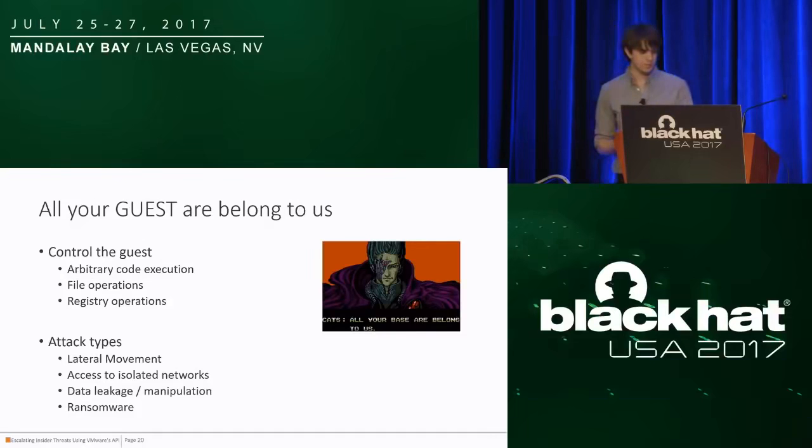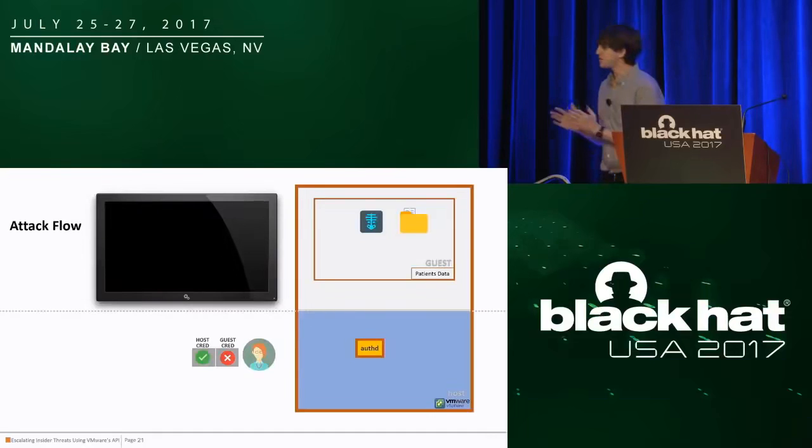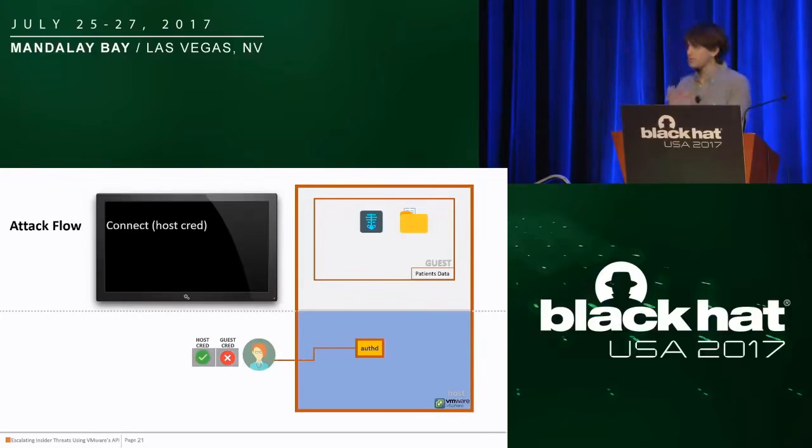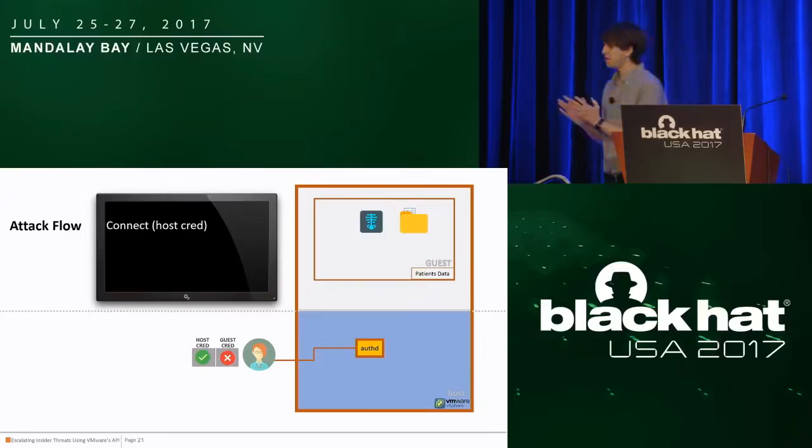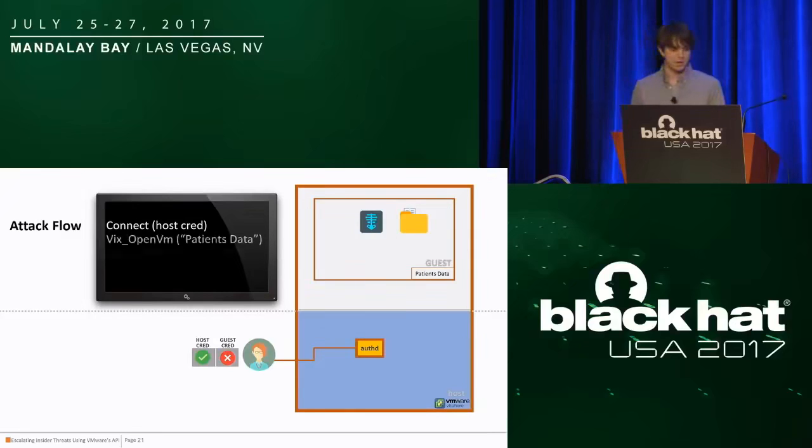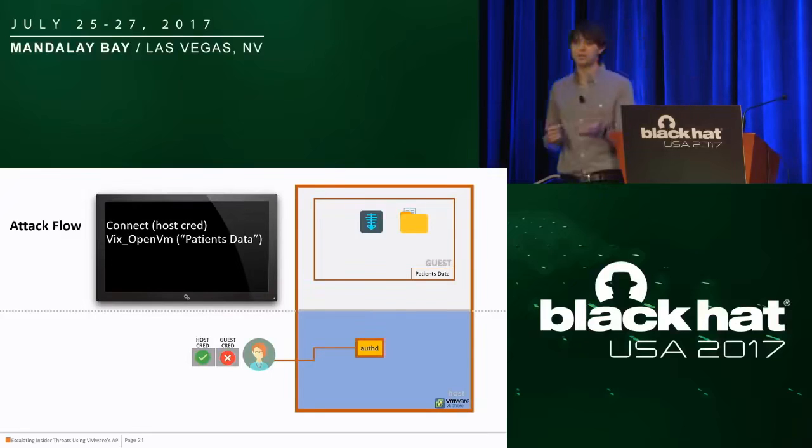So next, we are going to demonstrate the attack workflow, and we'll do it by using our health company use case. Okay, so let's do it step by step. So Alice will first connect to the host using her vSphere credentials, and that will be validated by the authd process. Next, Alice will try to connect to the patient's data guest machine VMM, which is the virtual machine manager, using VIX.